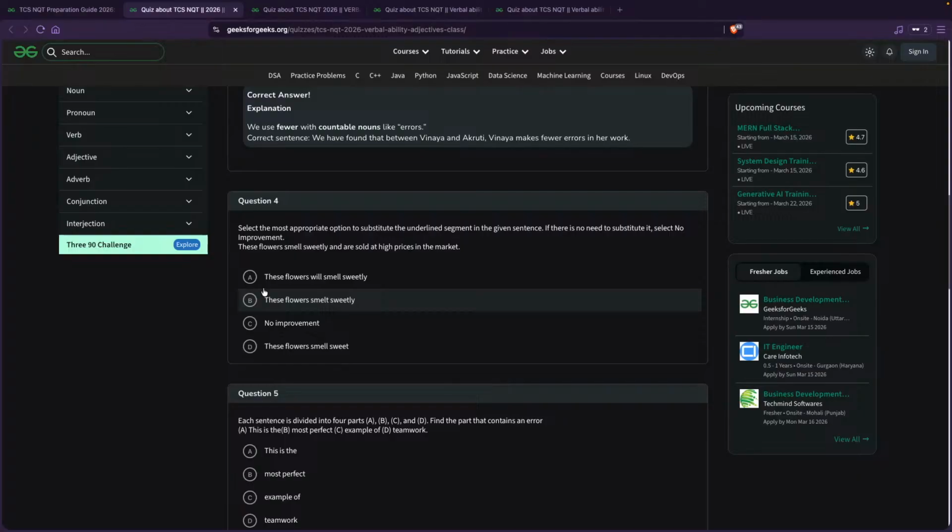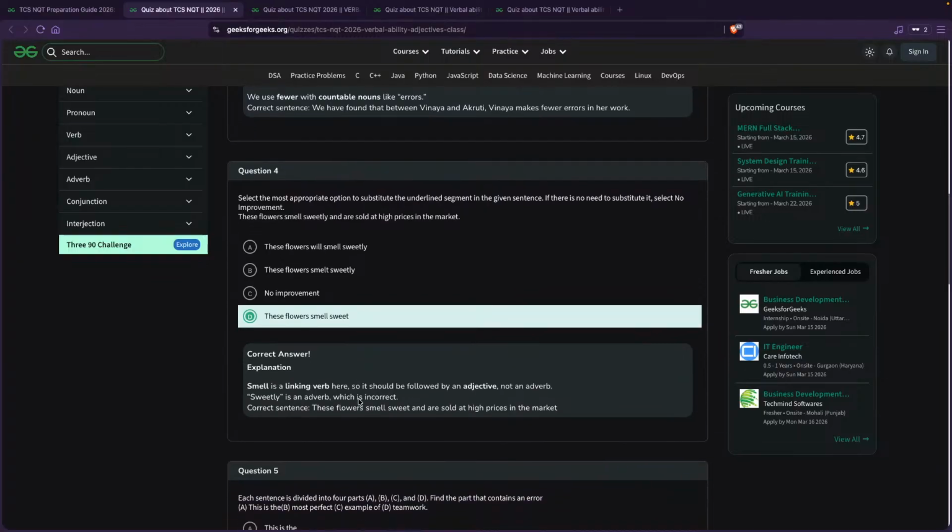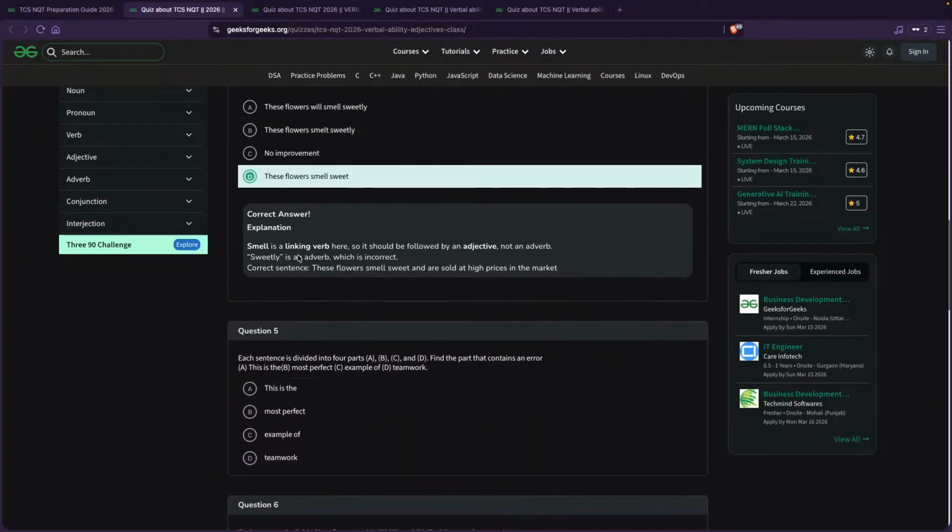These flowers smell sweetly and are sold at high prices in the market. Sweetly. Smells sweet, I think. Substitute: these flowers will smell sweetly. These flowers smelled sweetly, no improvement. These flowers smell sweet. Sweet, yes. Smell is a linking verb here, so it should be followed by an adjective, not an adverb. Sweetly is an adverb, which is incorrect.